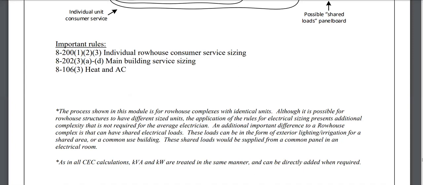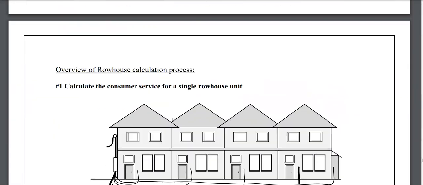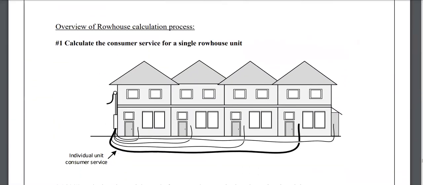Now, as in all CEC calculations, kVA and kilowatts are treated in the same manner and can be directly added when required without any use of trigonometry or power factor. Well, let's get going and see how we're going to calculate this. Now, this is going to be an overview of the row house calculation process, showing you individual examples targeted on how the rule is to be used. After, we will look at a full row house calculation.